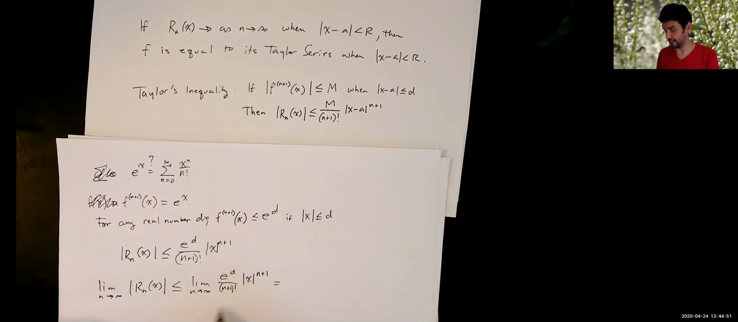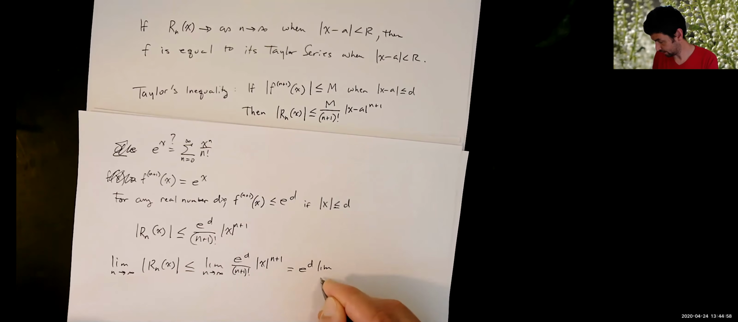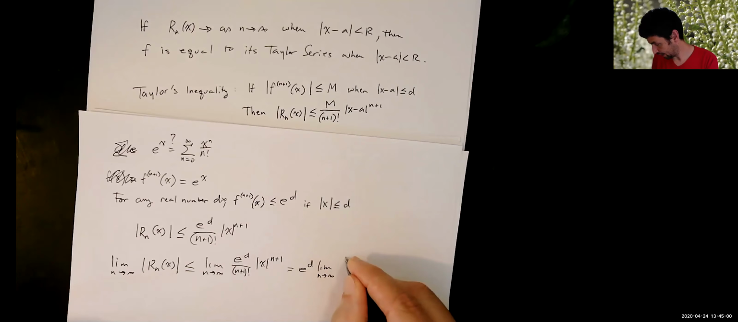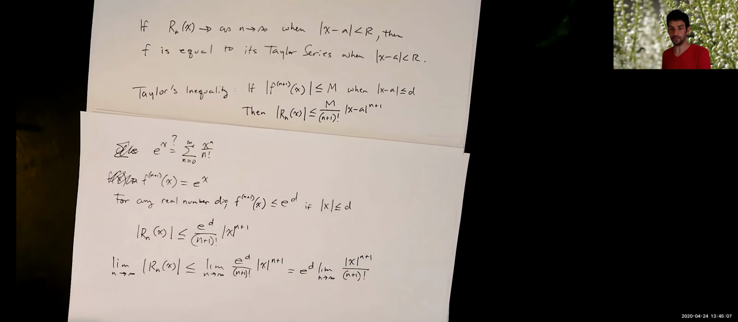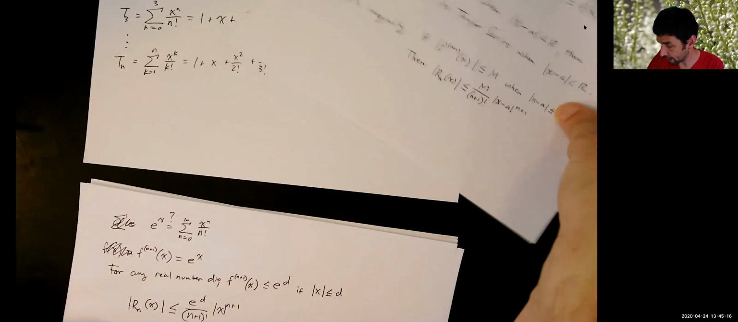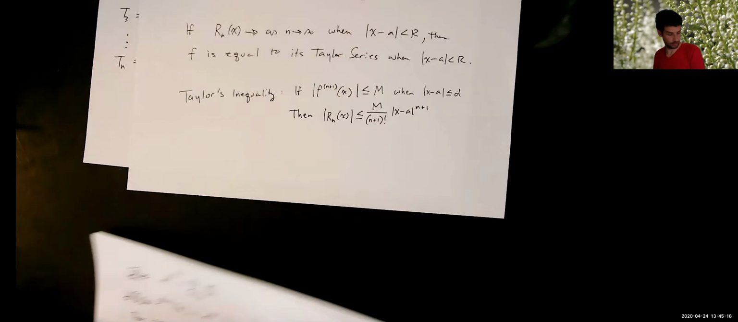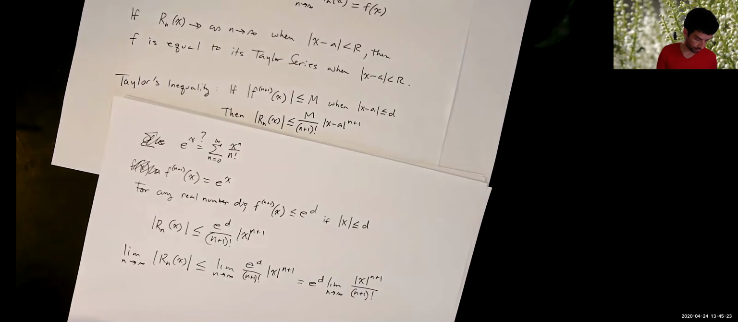Well, what is this thing here? Let's do a little bit of algebra. E to the d is just a constant. And now I have x to the n plus 1 over n plus 1 factorial. Now, this limit here, we're going to get this in a pretty clever way. Let me go back to, getting a bit disorganized here.